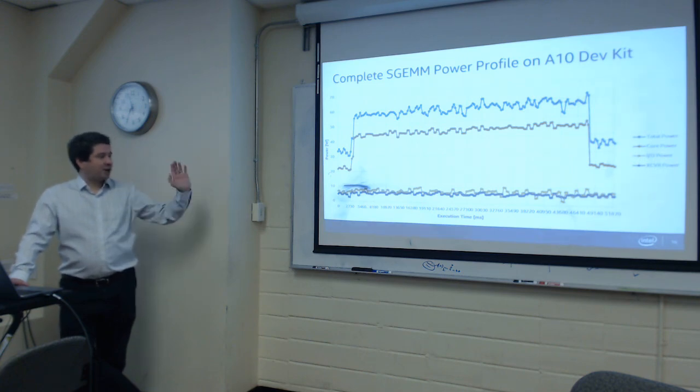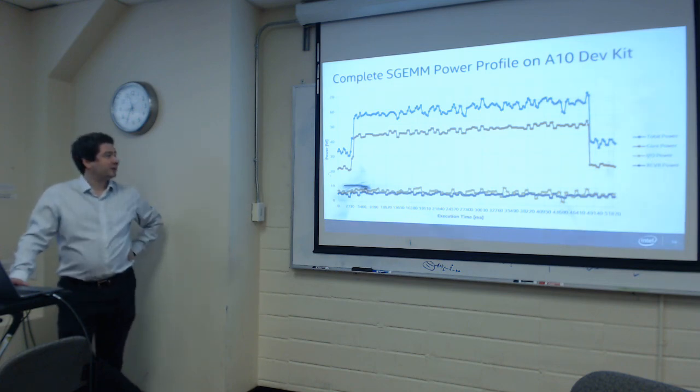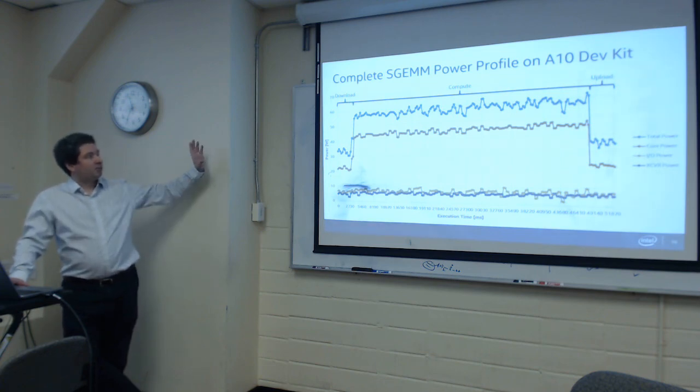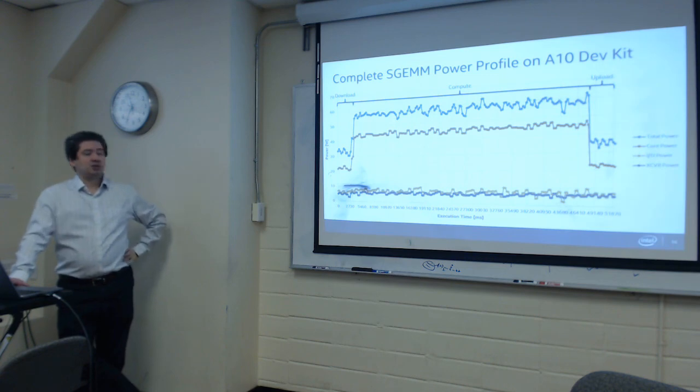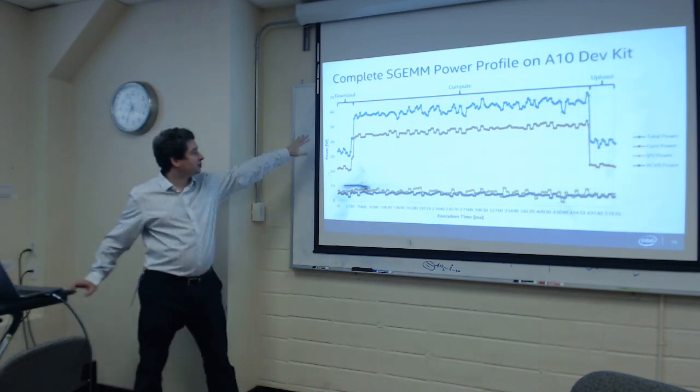Now, in this particular case, I've run a matrix multiplication many times, so I get a very nice and steady power in the middle. But here's the breakdown of what each of those sections mean. In an OpenCL application, a portion of the time is spent taking data from a host and downloading it onto the FPGA. That's in this download section right here.